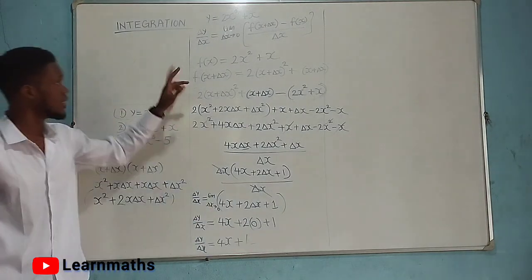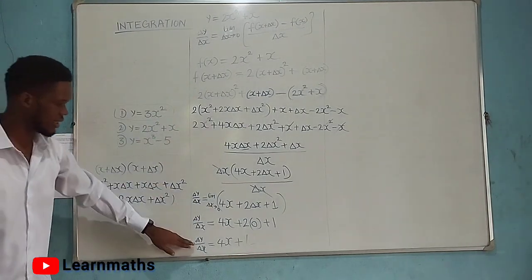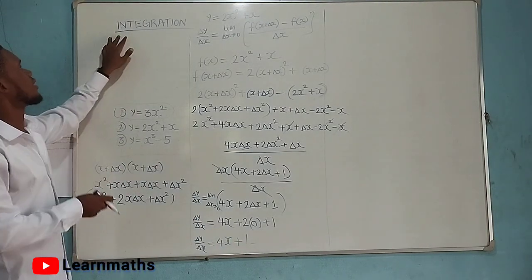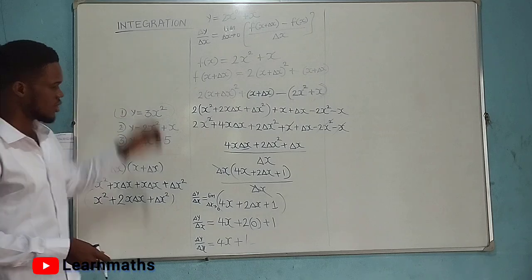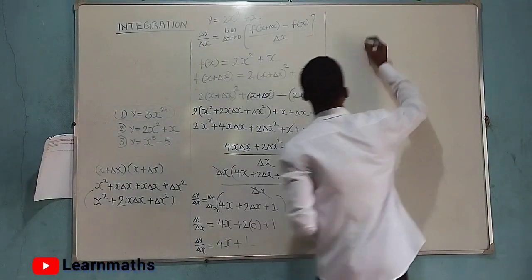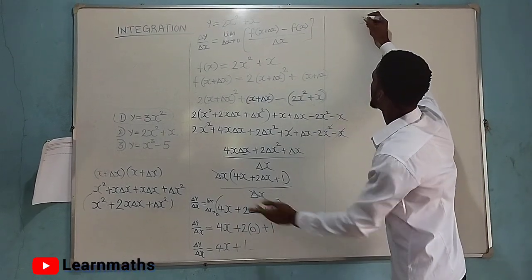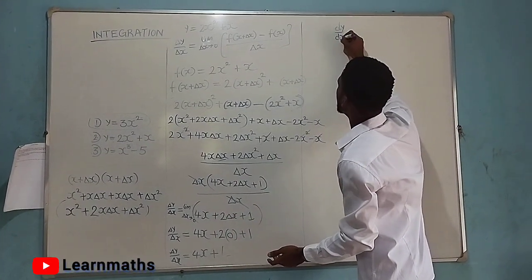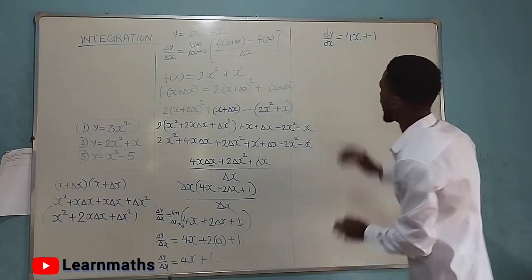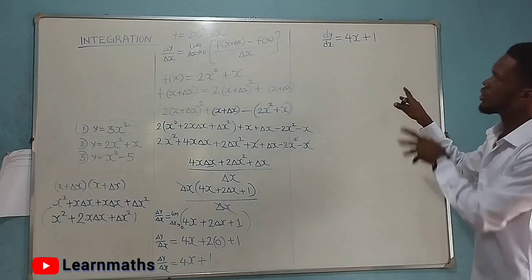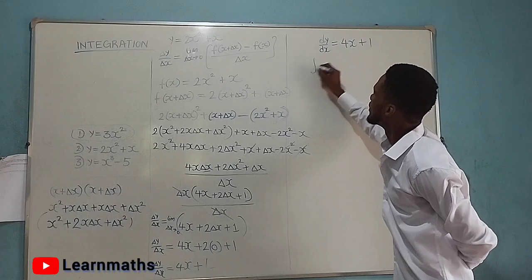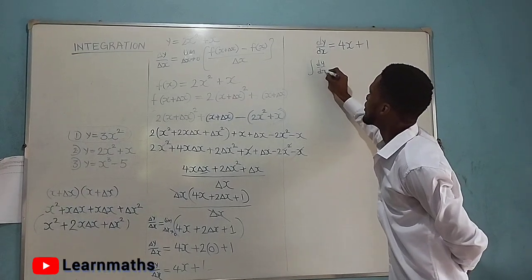So now that we've differentiated this function and gotten 4x plus 1, let's go back to our topic of today, which is integration. We're going to integrate this to see if we get the original function. The differential we got there was 4x plus 1. Now I want to apply integration to see if I'm going to get the original function for y. So I'm going to integrate dy/dx.